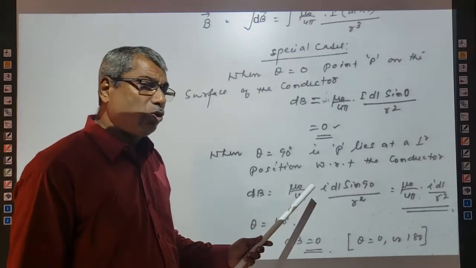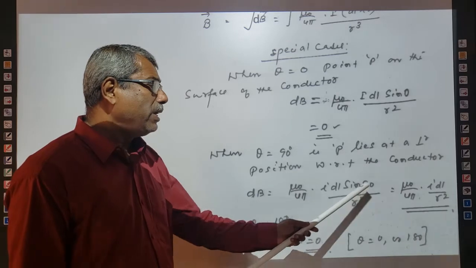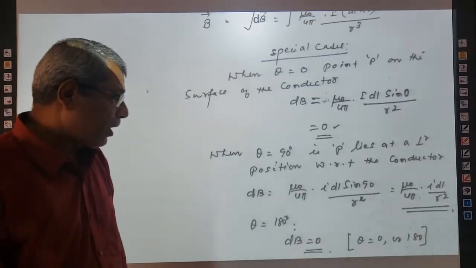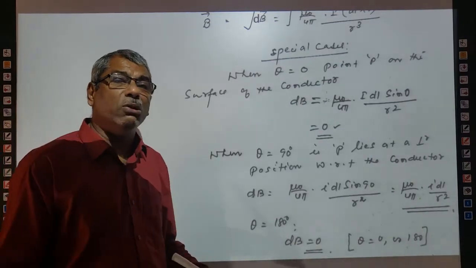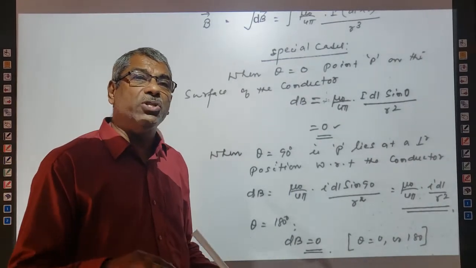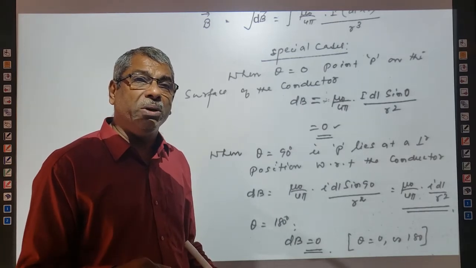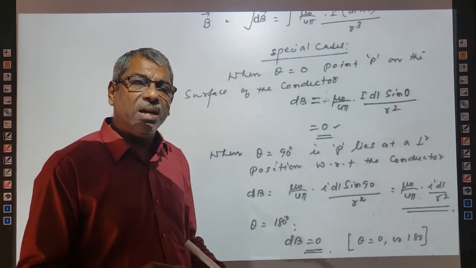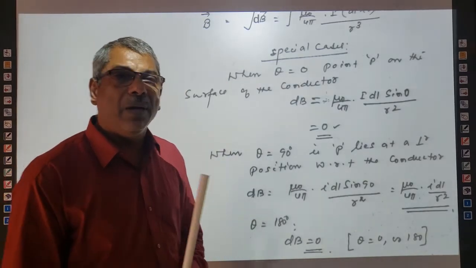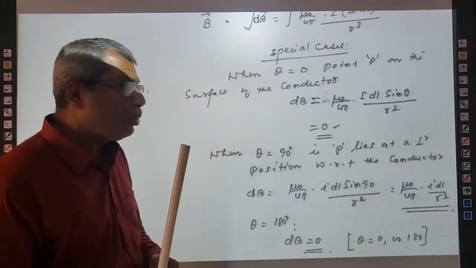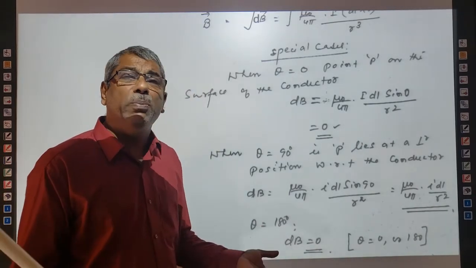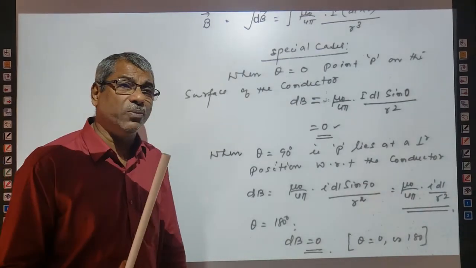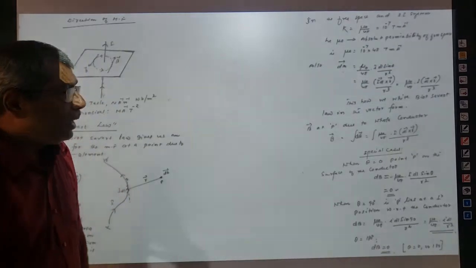Then dB is equal to mu 0 by 4 pi into I dl sin 90 divided by r square, that is equal to mu 0 by 4 pi I dl by r square. If theta is equal to 180 degree, then also dB is equal to 0. For theta equal to 180 degree and also theta equal to 0 degree, in both the cases the point P will be lying on the conductor. That has been already said before. That means when current flows through a conductor, the conductor does not become a magnet, but around the conductor a magnetic field is produced, right?